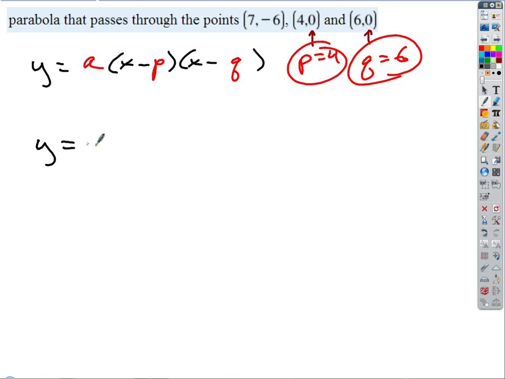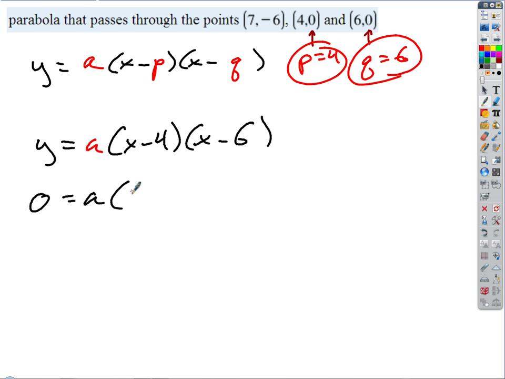We get y equals a times the quantity x minus 4 times the quantity x minus 6, right? Now, if I try to plug in one of the intercepts, what's going to happen? If I plug in, for example, the point (4, 0), I get 0 for y, equals a times 4 minus 4, which is 0, times 4 minus 6, which is negative 2. I just get back the equation 0 equals 0, which is true, but it didn't help us solve for a, right?